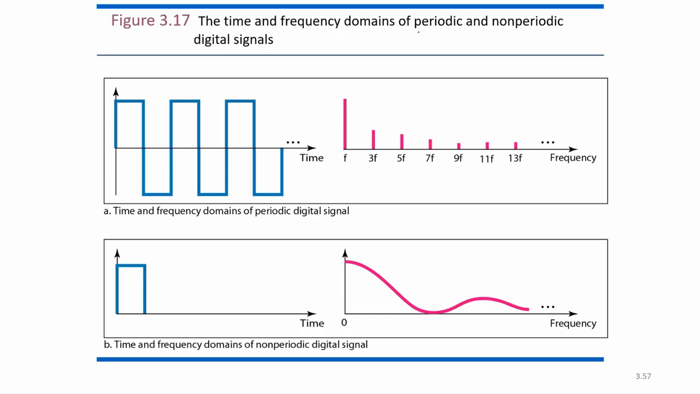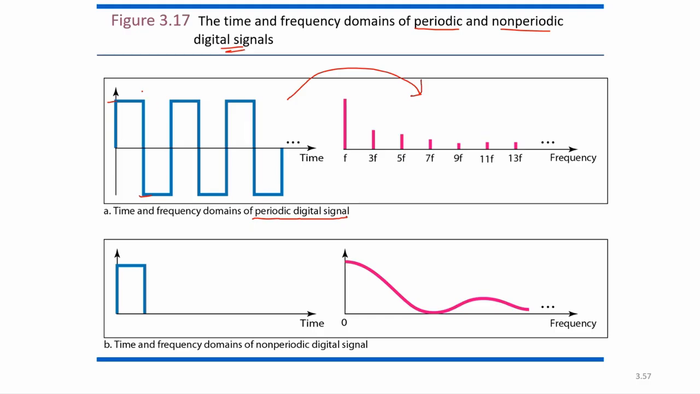Now, the time and frequency domain of periodic and non-periodic digital signals. Previously we have seen analog signals in the time domain and frequency domain. Similarly, we can look at digital signals in the time and frequency domain. In the time domain, a digital signal has some highest level and lowest level, level 1 and level 2, a 2-level system. Because it is periodic, this is a periodic digital signal. Let us see its frequency domain conversion.